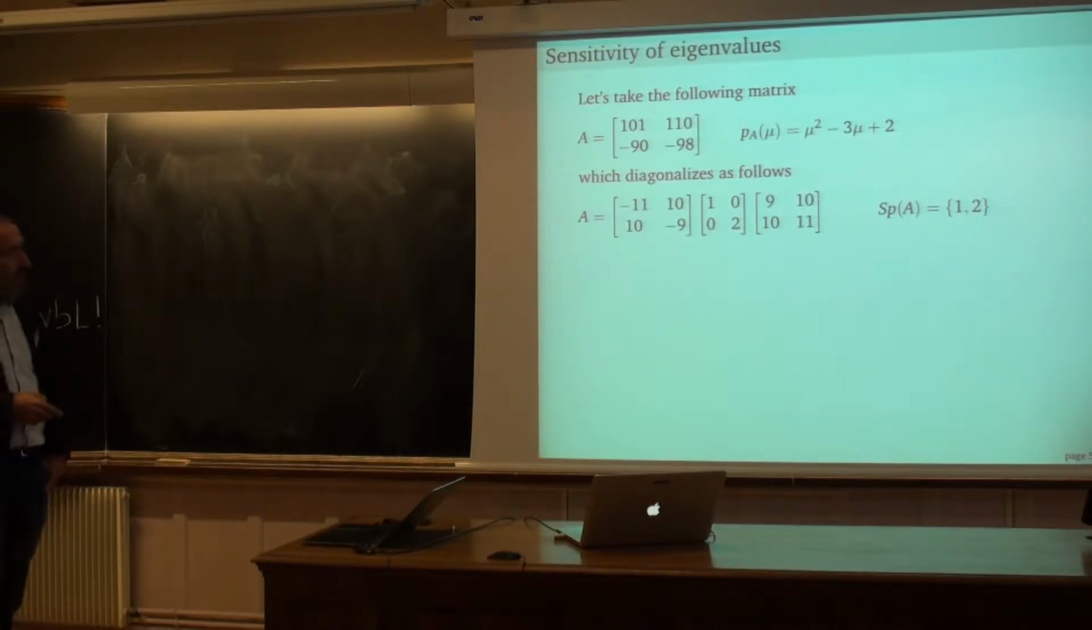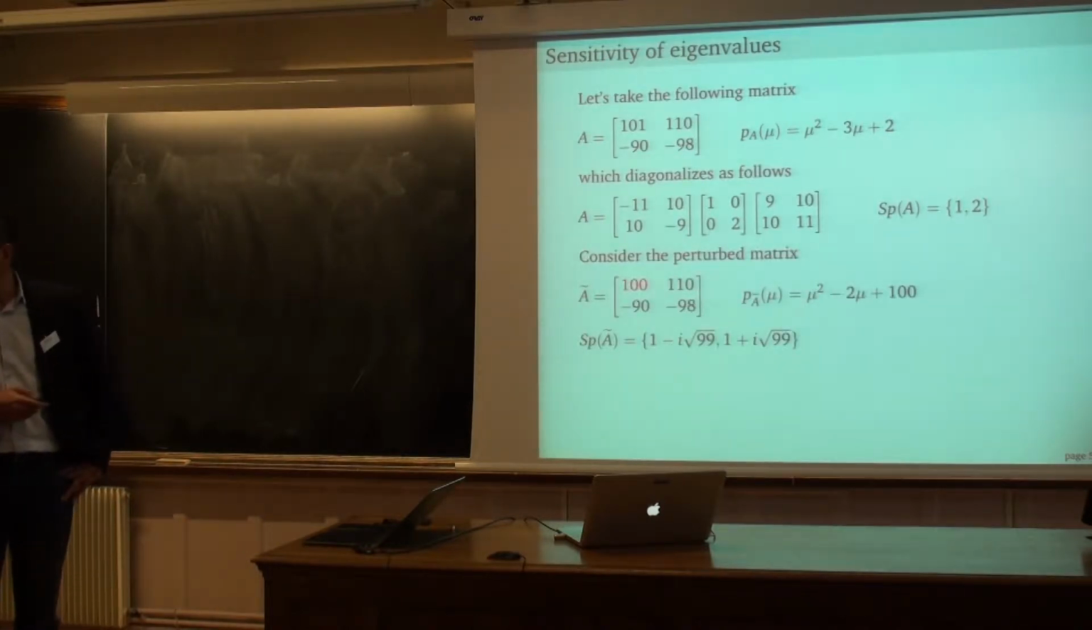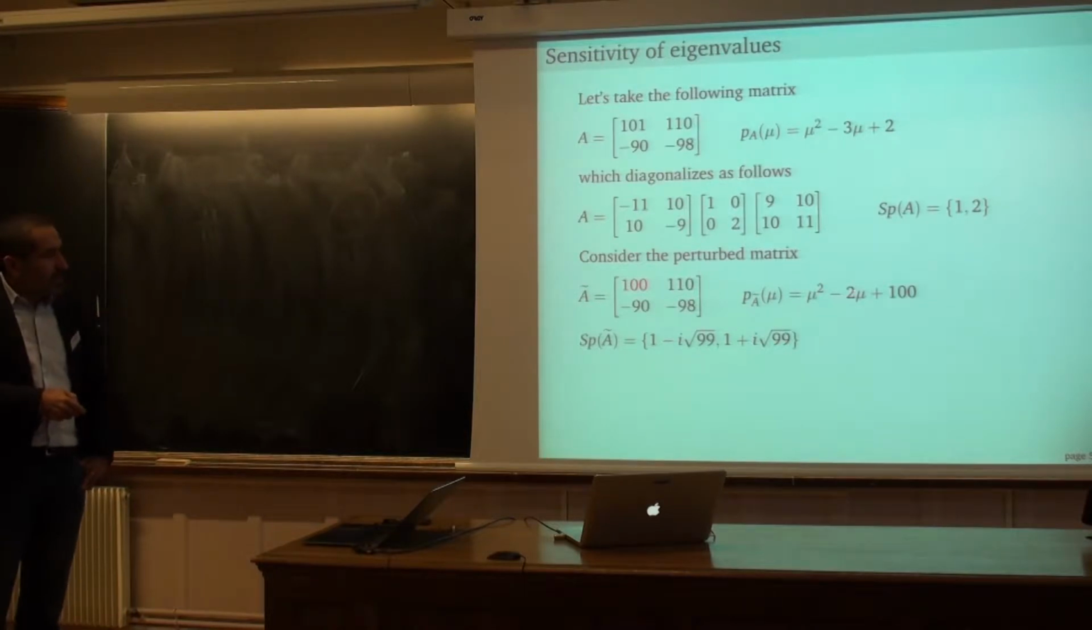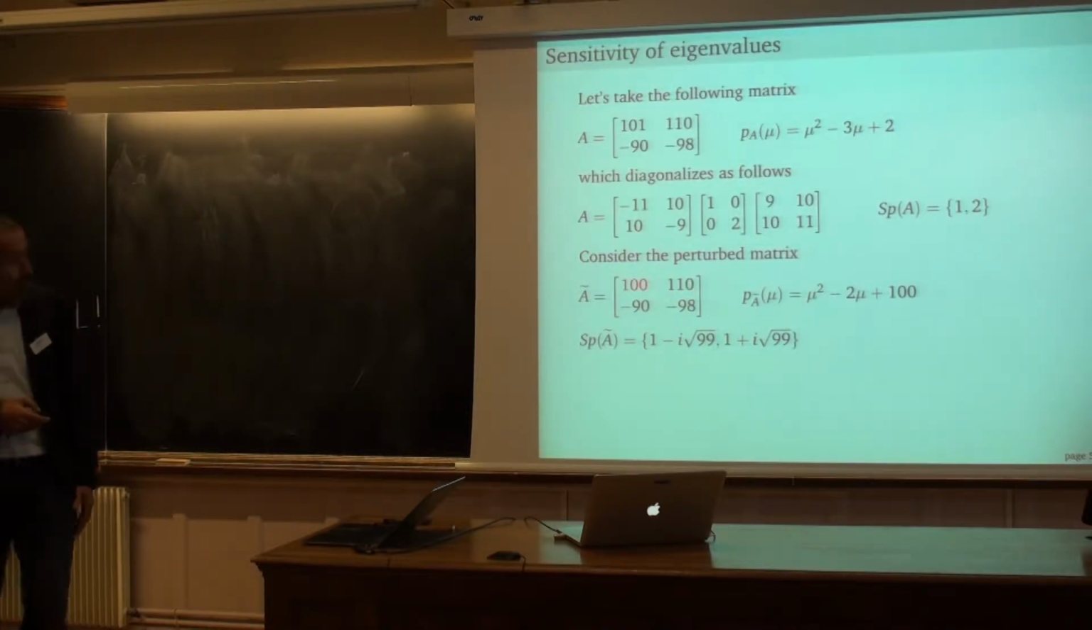So in particular, you can compute the diagonalization as follows, and the eigenvalues are 1 and 2, very easy. Let's try to perturb it a little bit, make a little change in one of the entries of your matrix. Instead of 101, you take 100 here. Okay? This is the new polynomial. There's a huge difference. Instead of 2, you have 100 here, and instead of 3, you have 2, which is an error in this coefficient of the same order as the perturbation. But here from 2 to 100 is a much bigger error, of course.